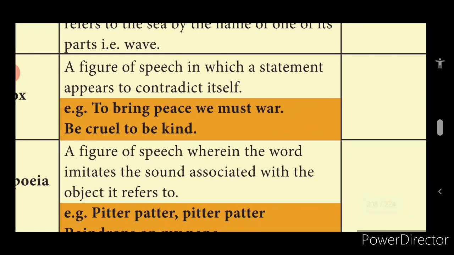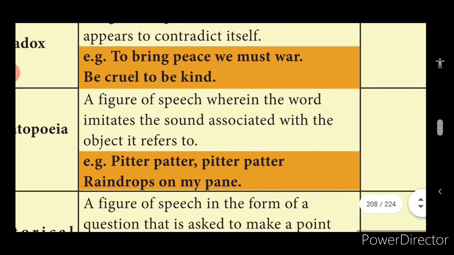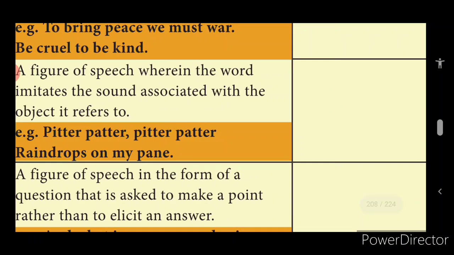So, then onomatopoeia. Sounding words. See, figure of speech where the words imitate the sound associated with the objects. Pitter patter, pitter patter, raindrops on my pane. Okay. Now, what's the line related over here? Rumors are constantly being made. Okay.